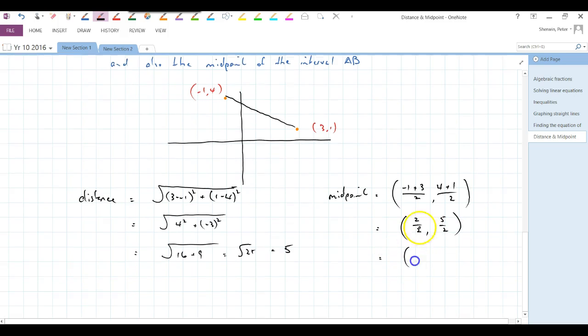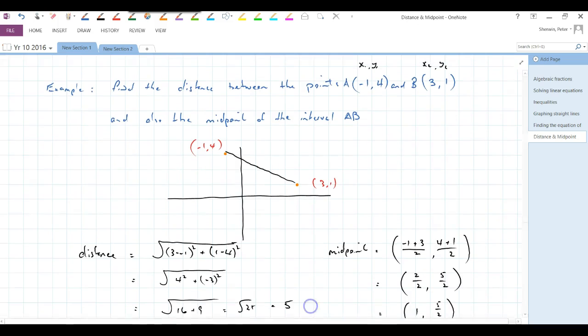And then we just simplify. 2 over 2 is 1. This is 2.5, but I'm happy for it to be left as 5 over 2. So our midpoint is at (1, 2.5), which is up here somewhere.